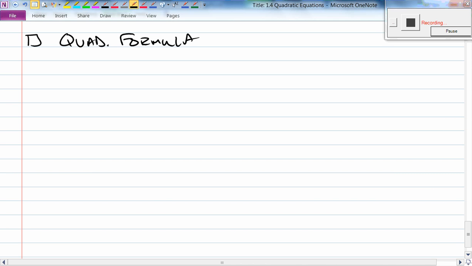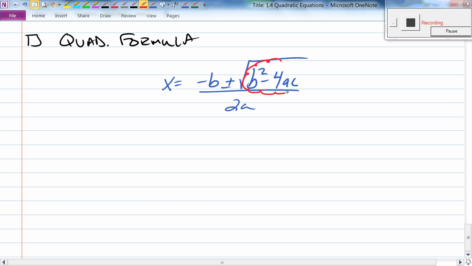All right, so the quadratic formula: x equals -b plus or minus the square root of b squared minus 4ac, all over 2a. So there it is right there. You've seen it before, right? What do I call just this stuff underneath the radical? Yes, sir, the discriminant. Very good. This piece right here is called the discriminant.